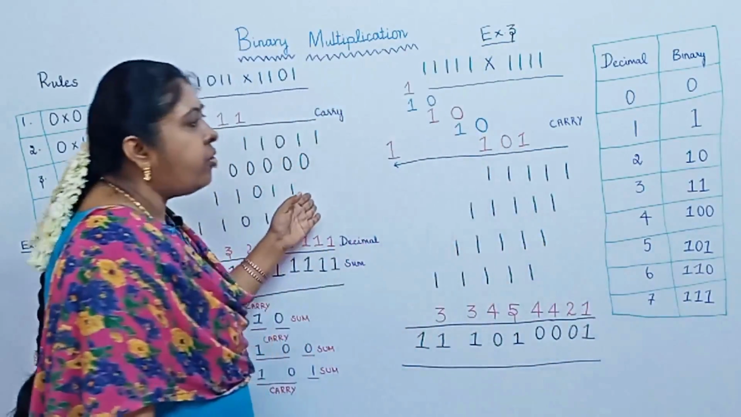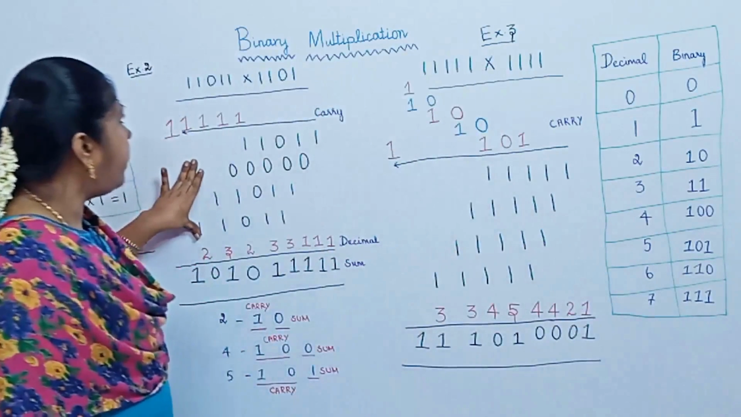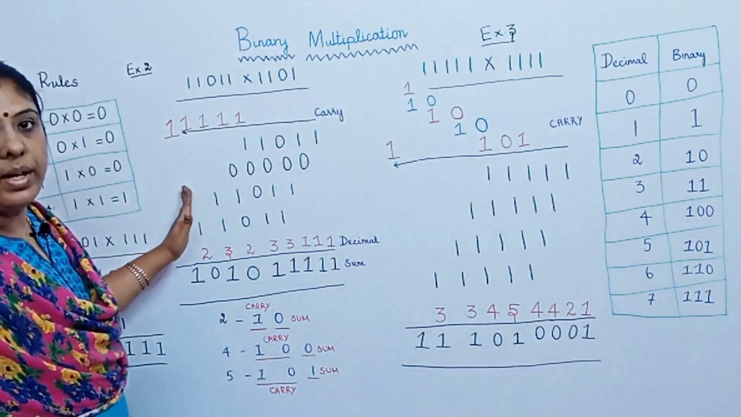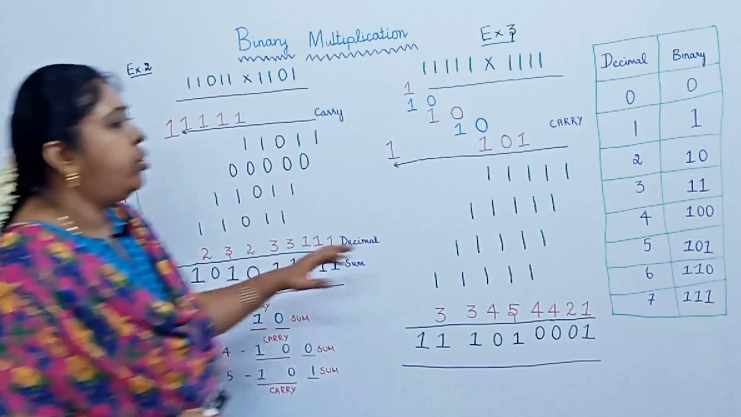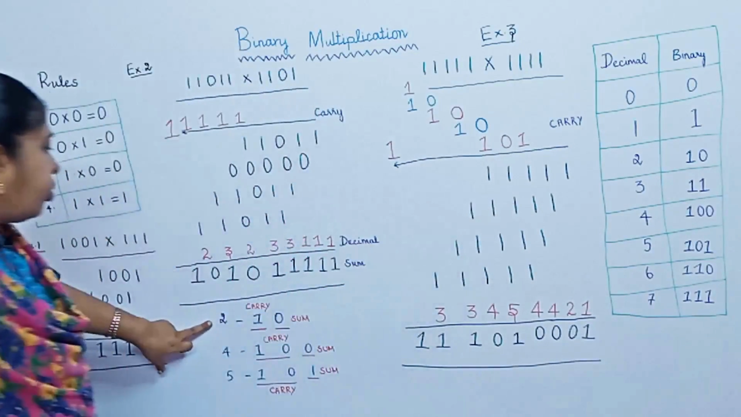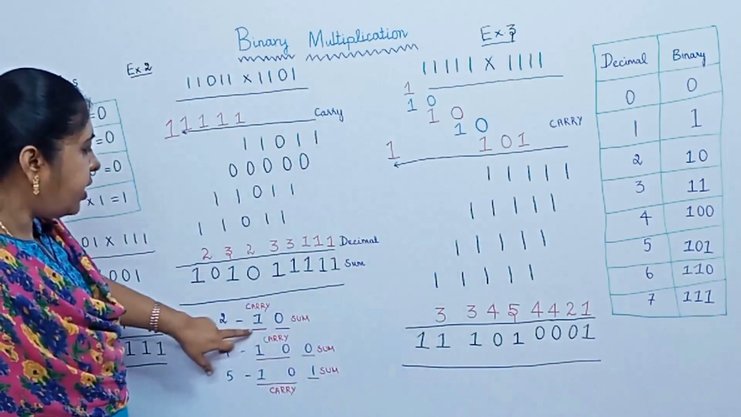Now when we want to add binary rows, that is multiple rows, consider a value 2 or 3. Consider 2. The value is 10.